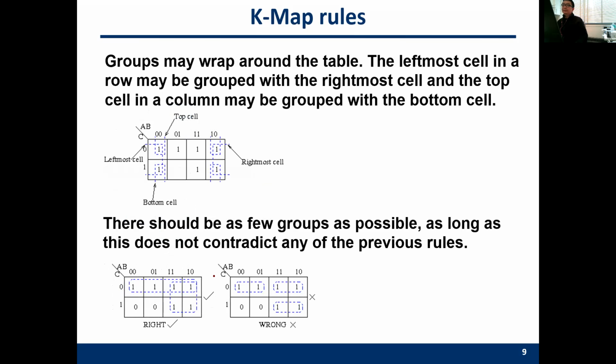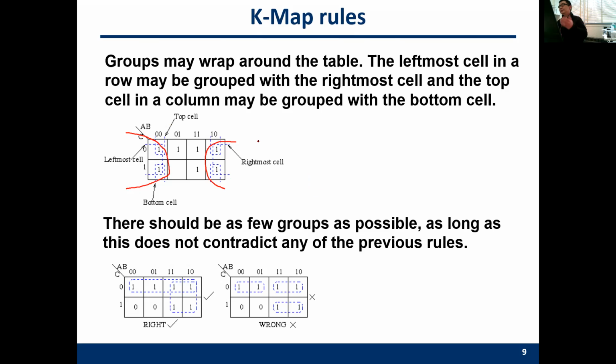And the group can wrap around. For example, these two can be in the same group as these two. So the rightmost cells can be in the same group as the leftmost cells.